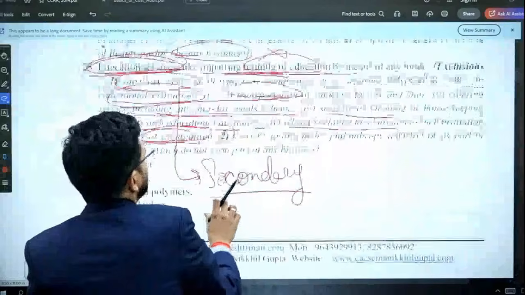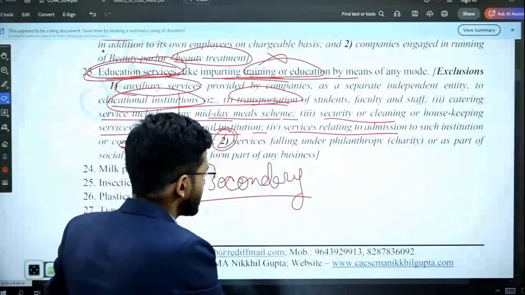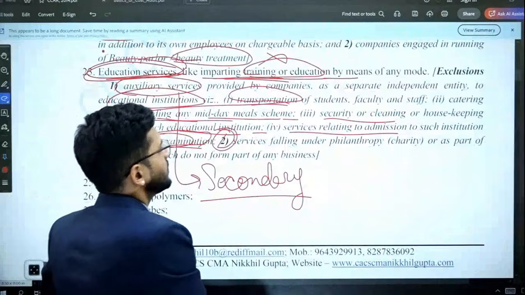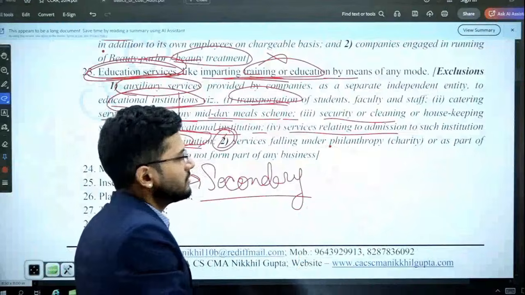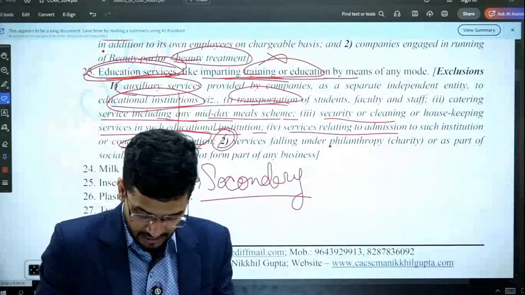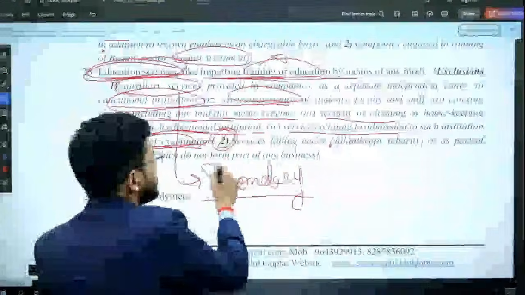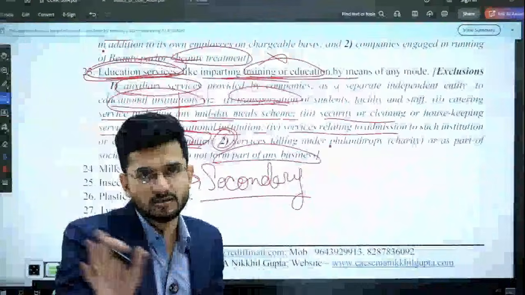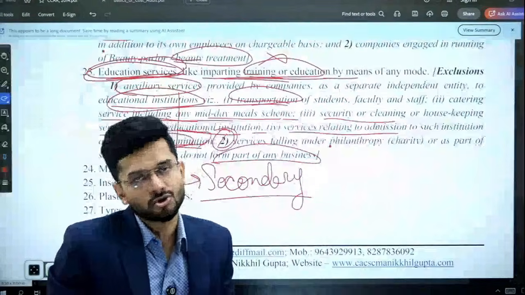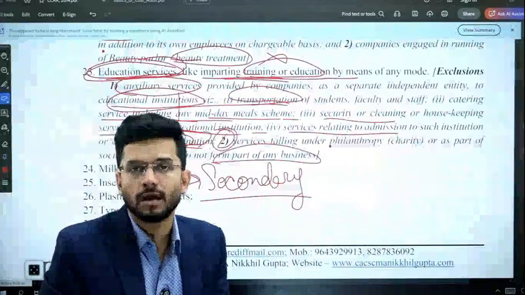And number two, the exclusion is services falling under philanthropy, any kind of charitable service, any kind of charity, any kind of philanthropy which is being done for a charitable purpose. If you are educating someone for charitable purpose, then it doesn't form part of your cost records and cost audit. Cost records will not be applicable.